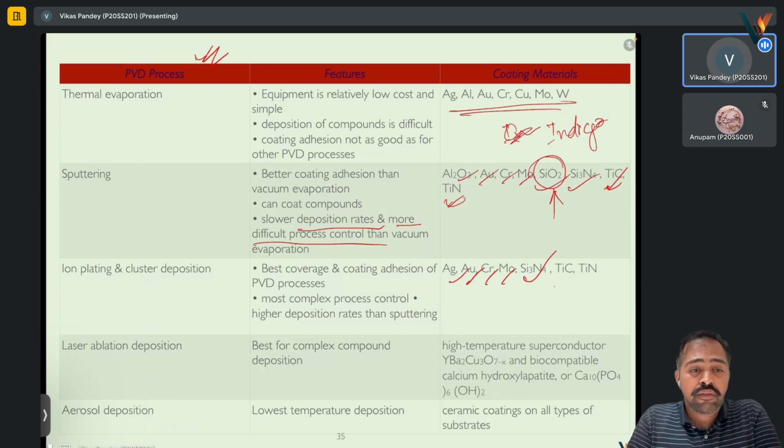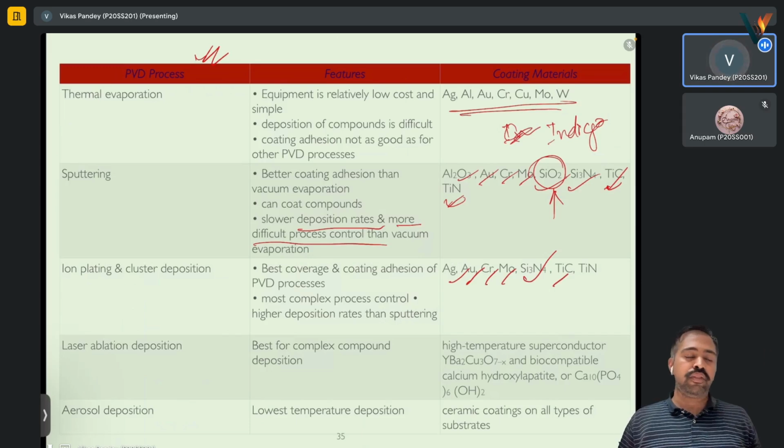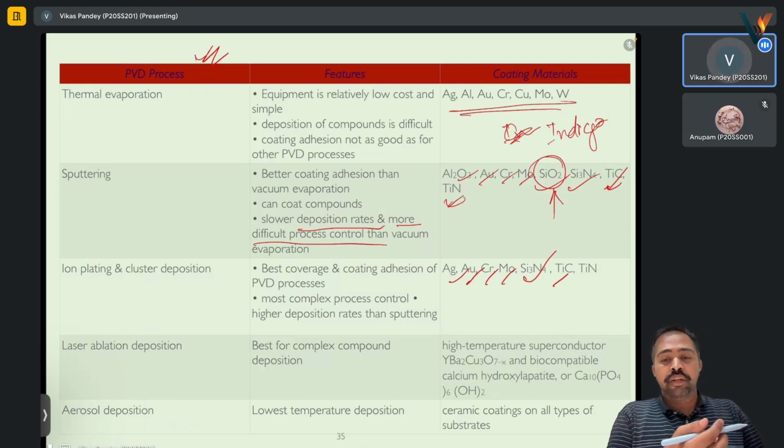Then some of the newer methods, like laser ablative deposition, which is good for complex compounds with a lot of molecules that we are not able to deposit using other methods. Laser ablation deposition is used for such materials, and for low temperature deposition. In all these, some temperature can be used, but where the material will get damaged, like ceramic, in that case aerosol deposition is used. That will give us low temperature deposition.